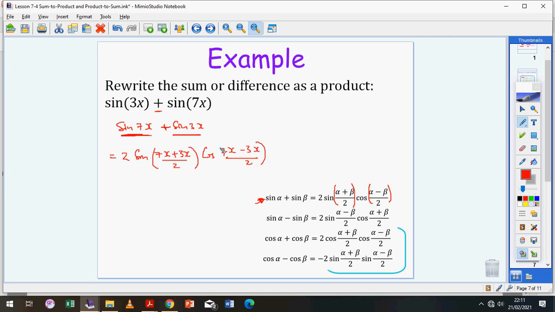You don't even have to write this out. I'm just writing it out, but you don't have to. You can just go direct from here to say this is sine 10 over 2 is 5x, cosine 7 minus 3 is 4 over 2, 2x. Boom. You've turned the sum into a product. Let's look at another example.